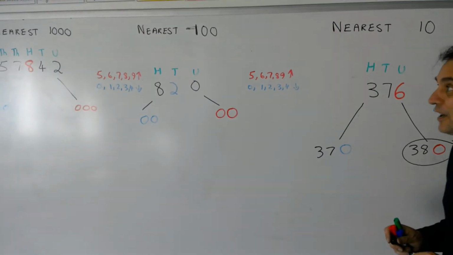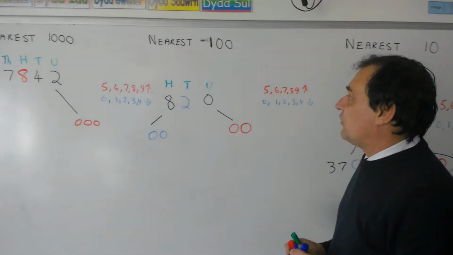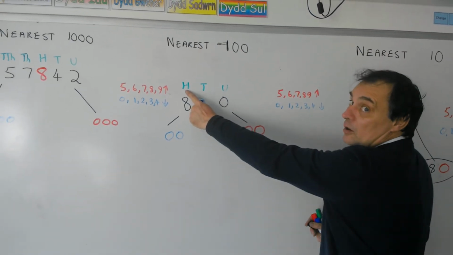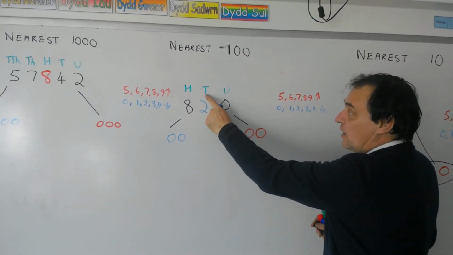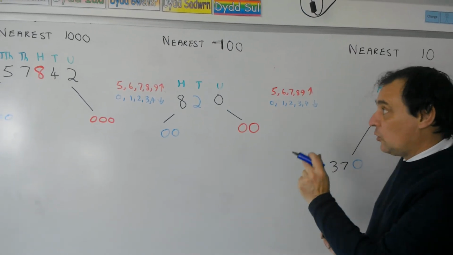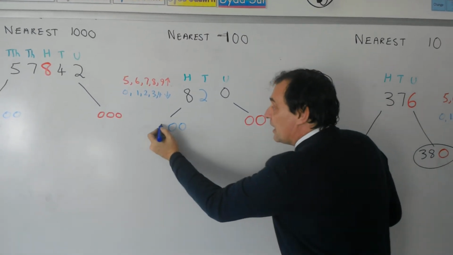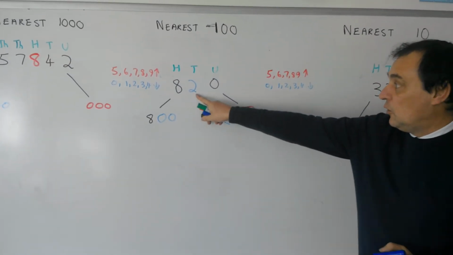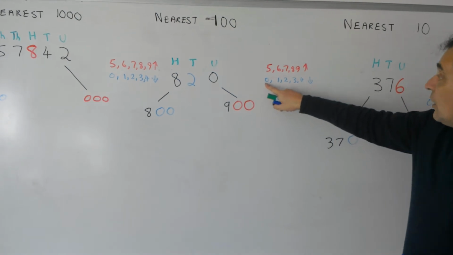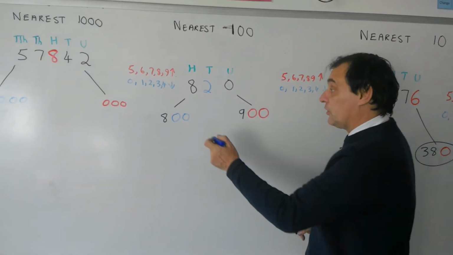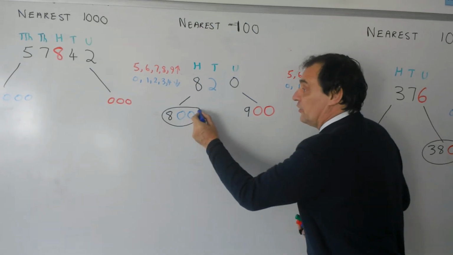On we go, big numbers now, we're getting on to the nearest 100. Once again, the same rule applies. I look at my hundreds column and I look at how the number to the right is behaving in the tens column. So it's a 2. My two options to the nearest 100 would be 800 or 900. Looking at that blue 2, it rhymes, so 0, 1, 2, 3 and 4 is blue. So it means we take the lower option of 800.